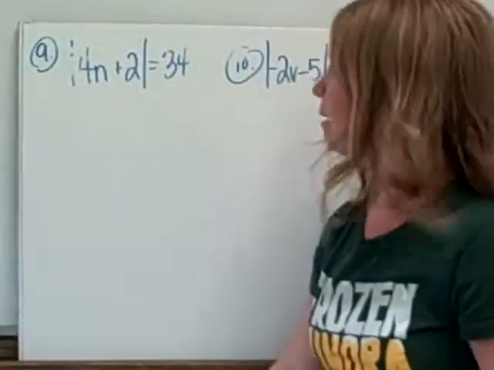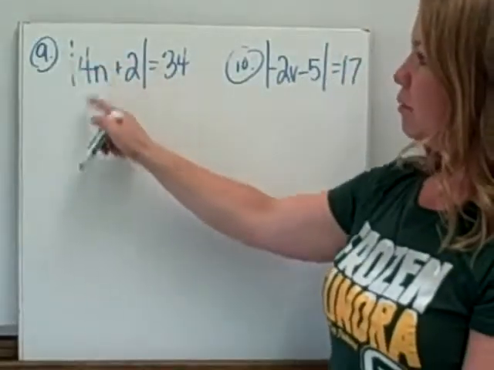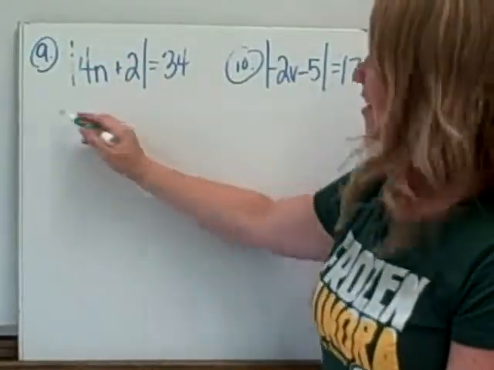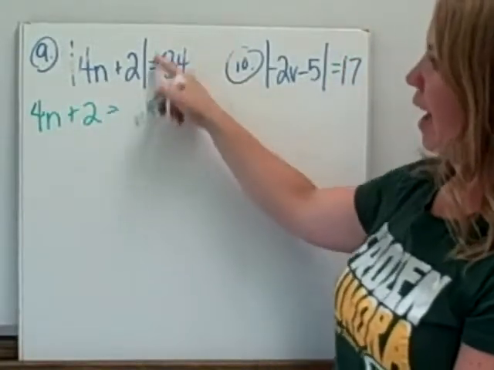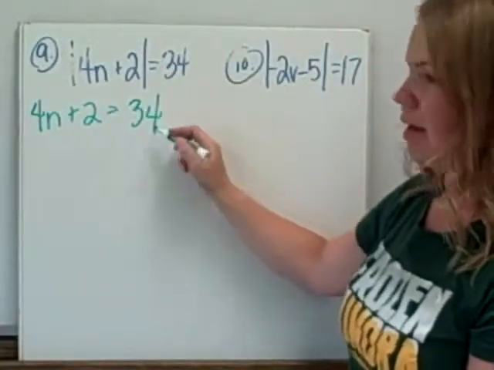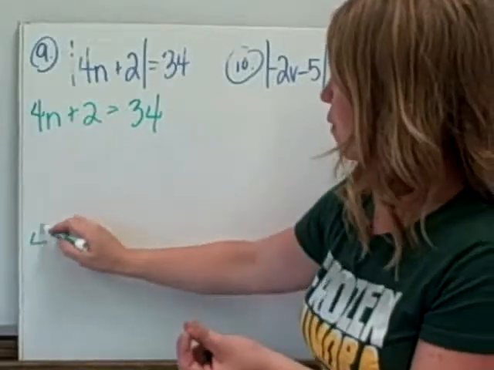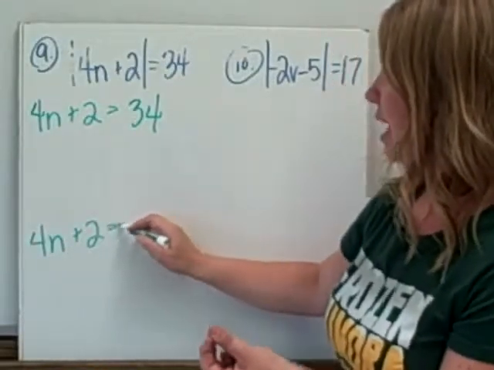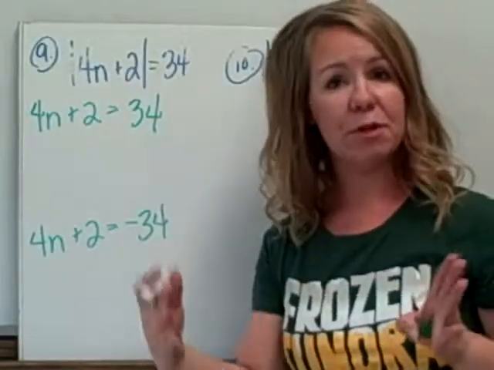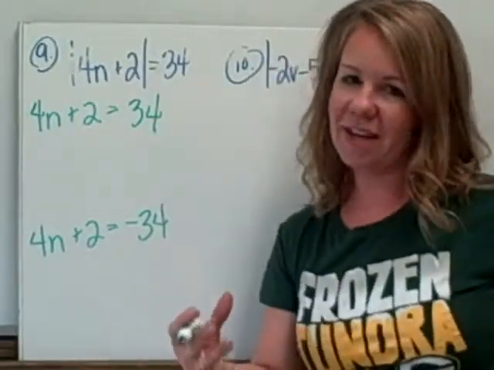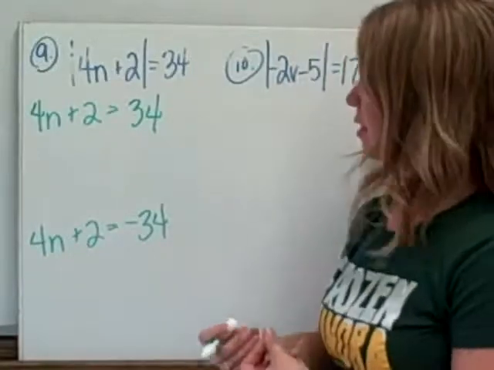Let's skip over to number 9. You'll see that absolute value bars are isolated here. So I'm going to take 4n plus 2 and set it equal to +34. And then I'm also going to take the 4n plus 2 and set it equal to the -34. Because remember, those absolute value bars could be the positive answer or the negative answer.